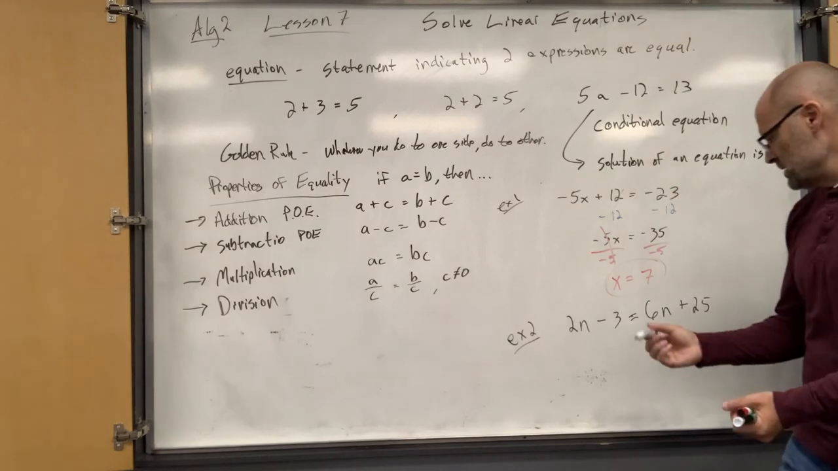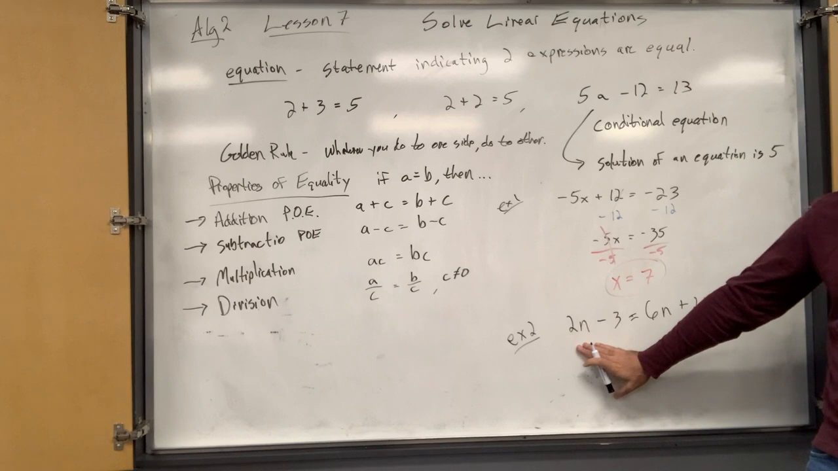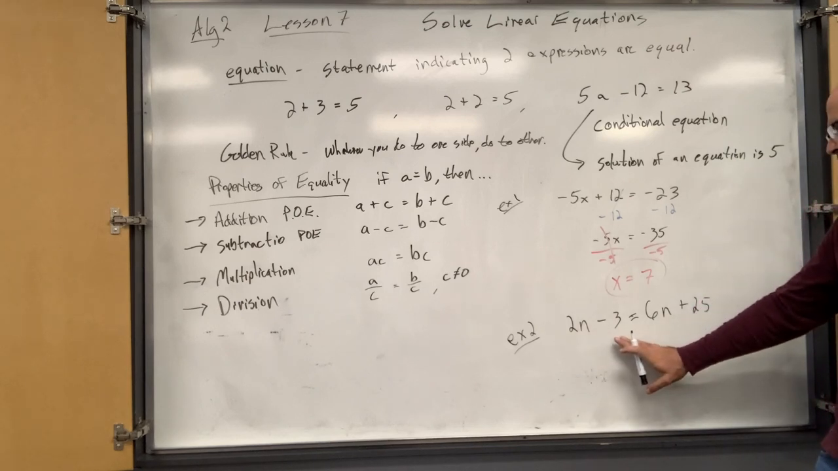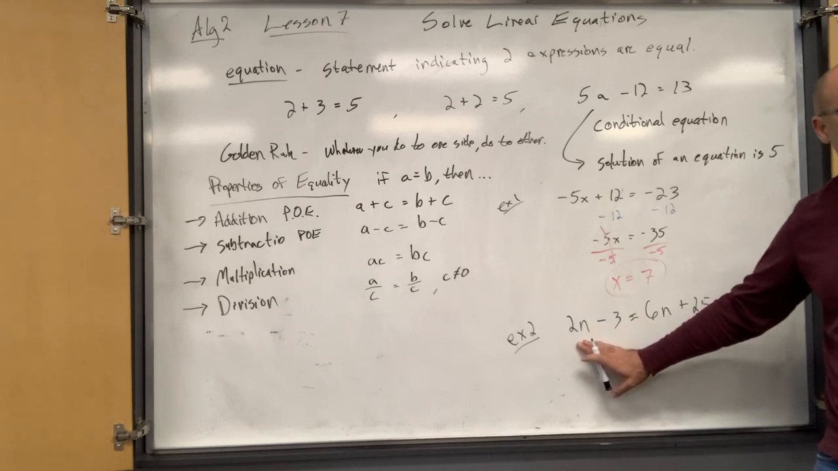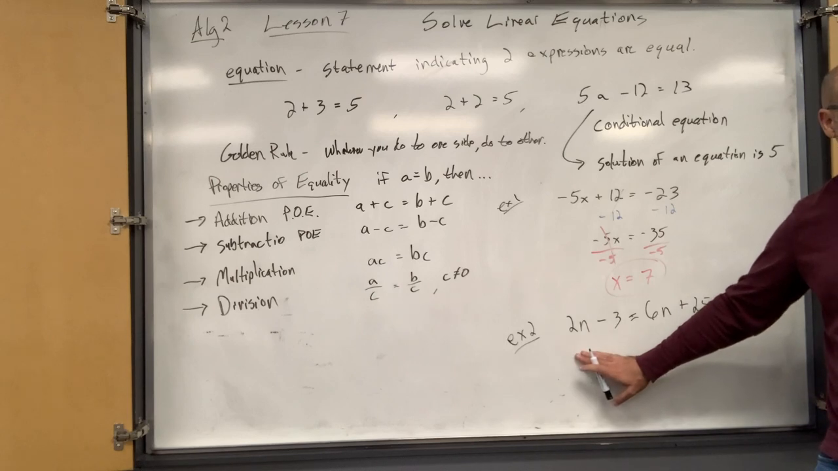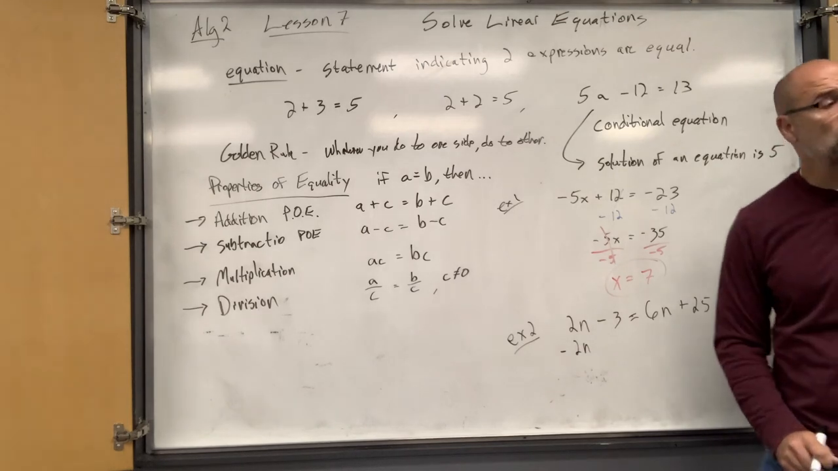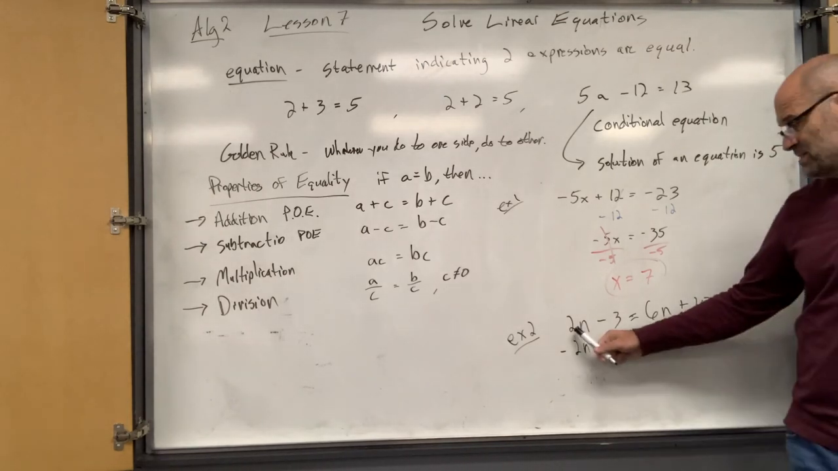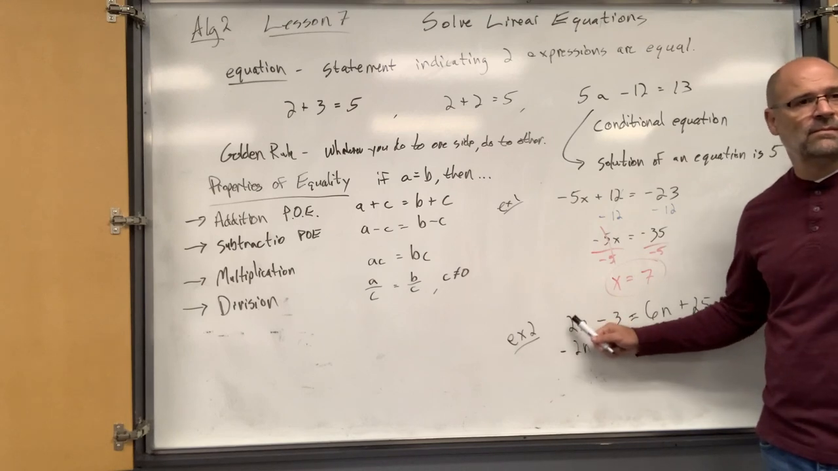So let's get rid of the 2n. I know it looks like something's being subtracted, but it's not the 2n. The only thing being subtracted is the 3. So if it's not being subtracted, it means it's being added to a negative 3. So how do you get rid of addition? Subtraction. So we're going to get rid of 2n, not 2, because the 2 is being multiplied. We're getting rid of this whole term, okay?